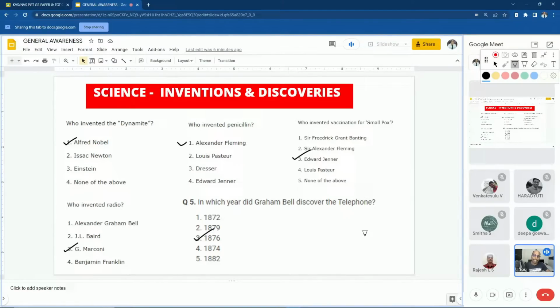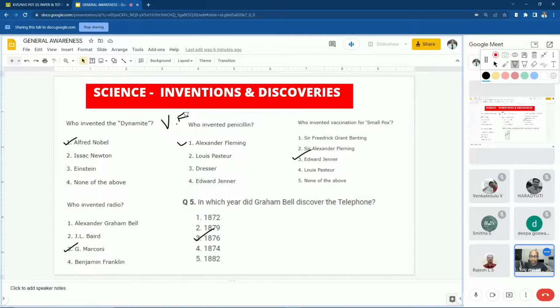For me, the 5th question is a little confusing. The remaining questions are static. We can easily identify them, because dynamite, Nobel, and penicillin are well understood. Smallpox vaccine, we may not be aware of the person, and the inventor of radio also we may be unaware of. That means the first 2 questions come under very easy.